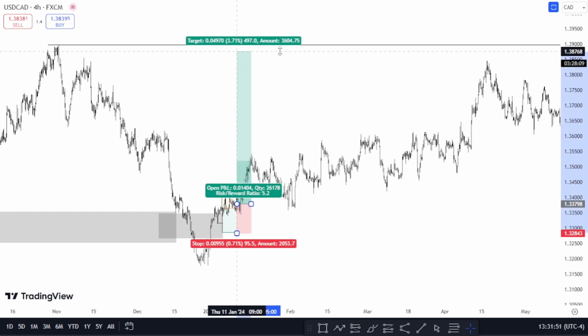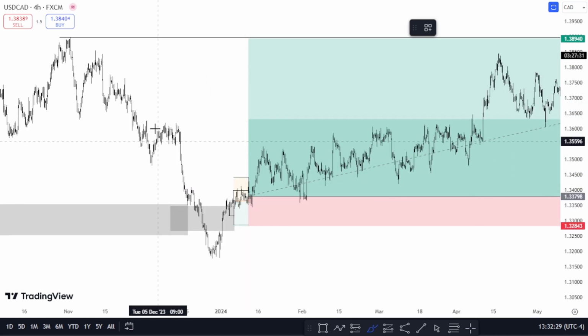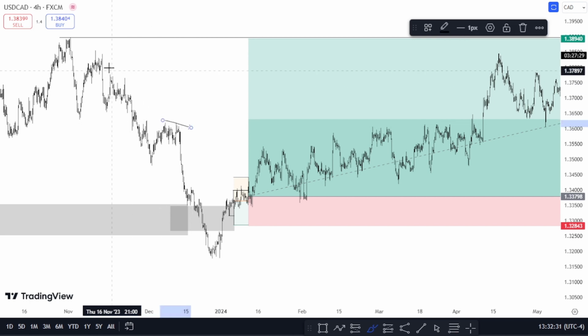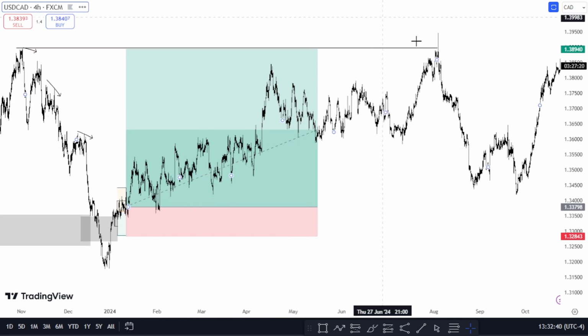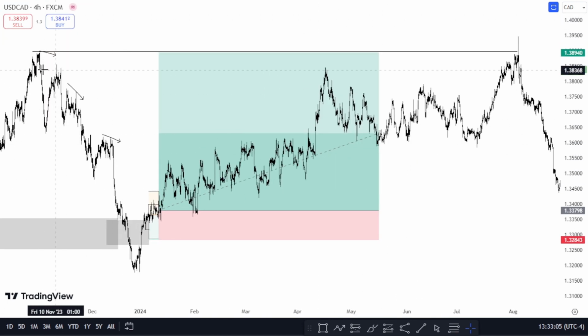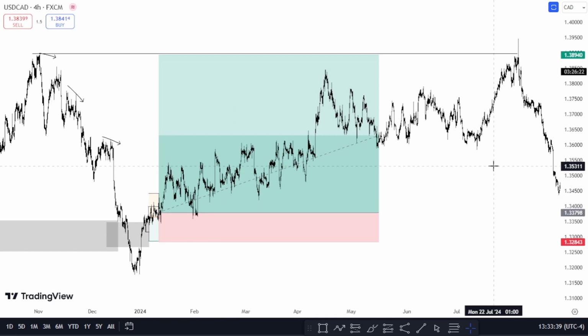Our main target will be this range high, but I will suggest you to take some partial at these highs, and then main target will be this high. You can see how price exactly hit our target. Until price hit our draw of liquidity, we can frame multiple setups here, but I will make separate video on that. Now let's have one more example.